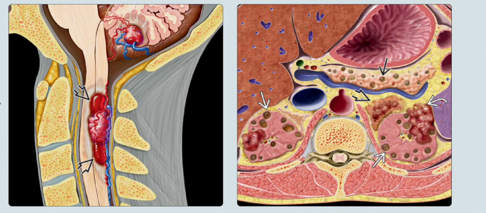On the right is the abdominal von Hippel-Lindau syndrome lesions, and it includes bilateral renal cysts, carcinomas, and pancreatic cysts, and adrenal pheochromocytoma.